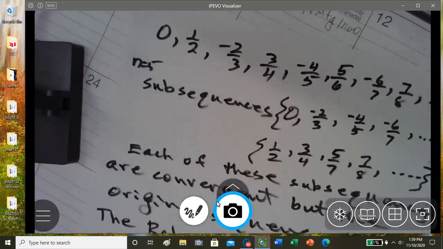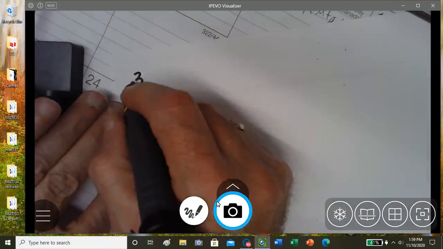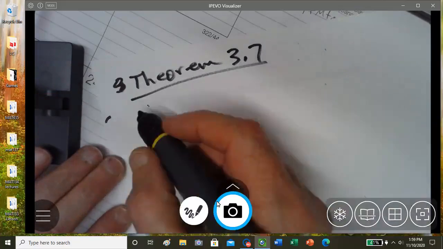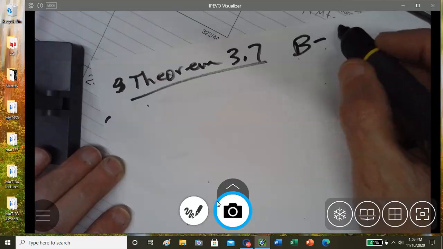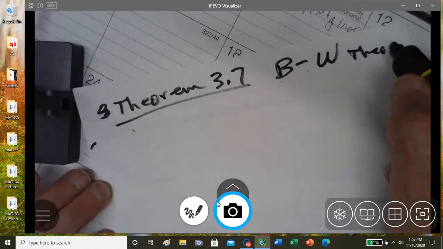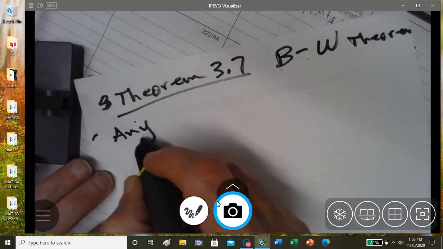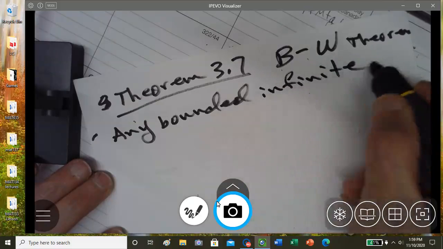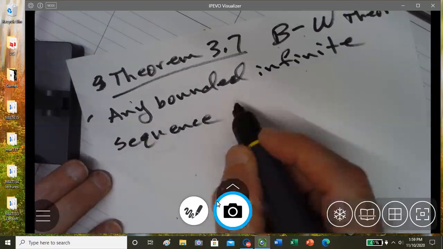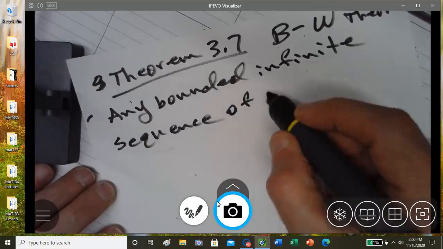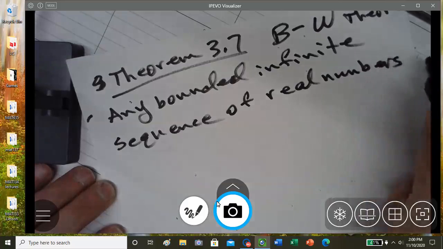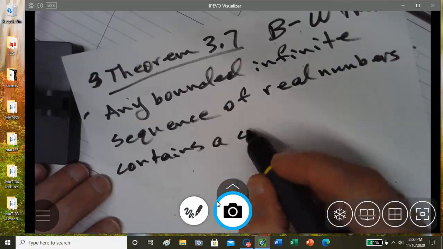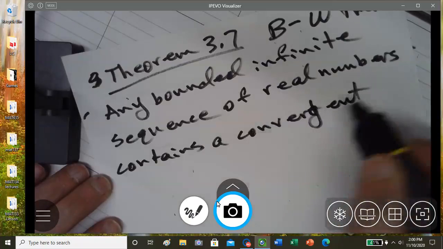So therefore, Theorem 3.7 in our textbook states the Bolzano-Weierstrass, I'm just going to abbreviate it, BW theorem: any bounded infinite sequence of real numbers contains a convergent subsequence.